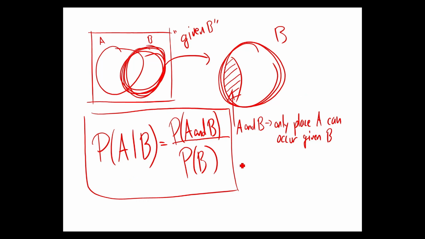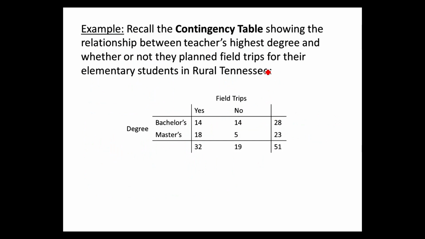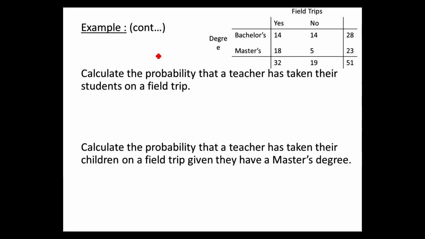So we can return back to, let's go back to this one, right? This field trip example with the field trips and teachers. This was trying to look at whether or not a teacher's highest degree affected whether or not they would actually plan field trips for their students. So if we look at some probabilities associated with that, let's say, in general, what's the probability that a teacher took their students on a field trip, just in general? So the probability of a field trip.